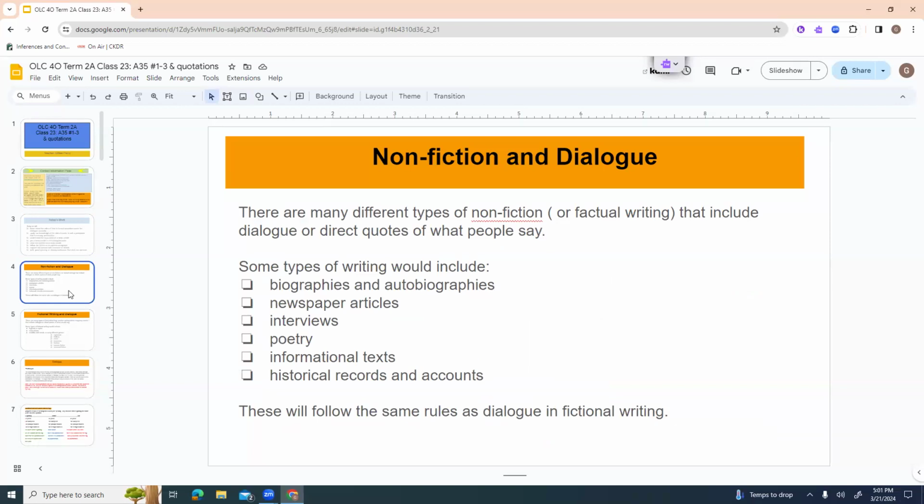Okay, so in the unit they go through a little bit of a review of different types of writing that uses dialogue. So I'm just going to follow along with that a little bit, but we're not going to do all of it because it's in the unit. You can read it if you want. There are many different types of nonfiction or factual writing that include dialogue or direct quotes of what people say. Some types of writing for this would include biographies and autobiographies, newspaper articles, interviews, poetry, informational texts, historical records, and accounts. And these will follow the exact same rules about quotations and dialogue as in fictional writing.